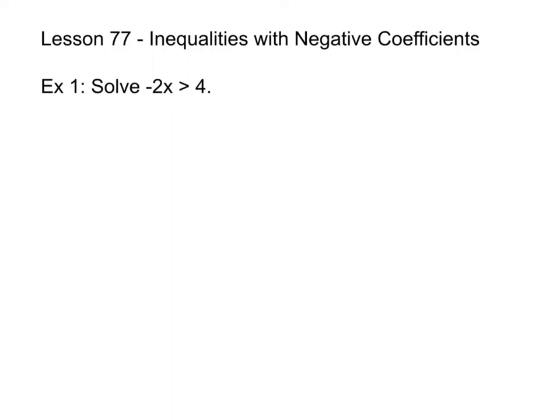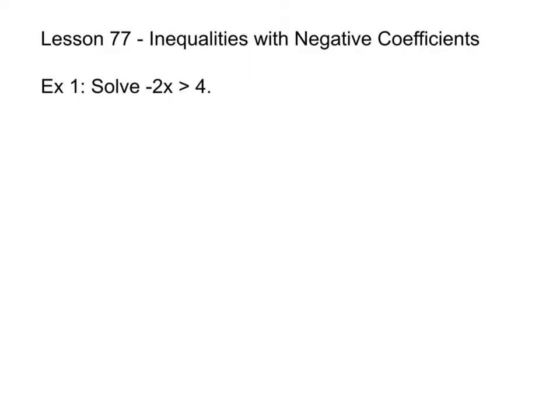Lesson 77, we get into solving inequalities with negative coefficients. Lesson 77 is very similar to what we've always been doing with inequalities. We still want to solve for x, but now we want to change one thing when it comes to multiplying and dividing by a negative number. So let's go ahead and start with example 1.